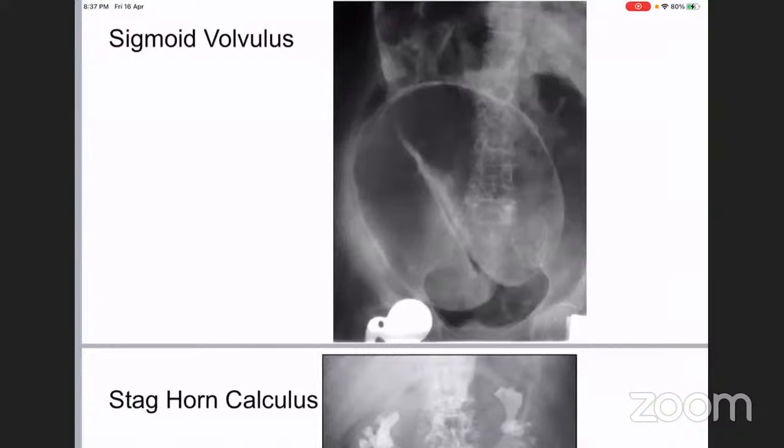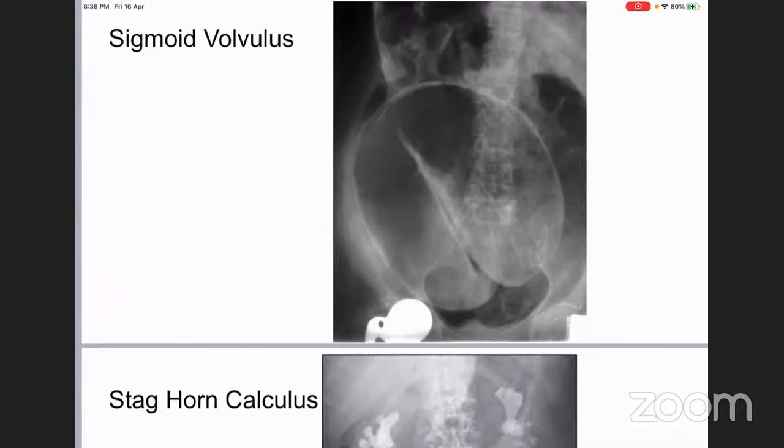So what do you see here? What is this sign? Coffee bean sign. Very good. It is characteristic of sigmoid volvulus. The hilum of the coffee bean is directed towards the left lower quadrant, so that is generally what is seen in sigmoid volvulus. And then what is the treatment for sigmoid volvulus? How do you treat sigmoid volvulus?